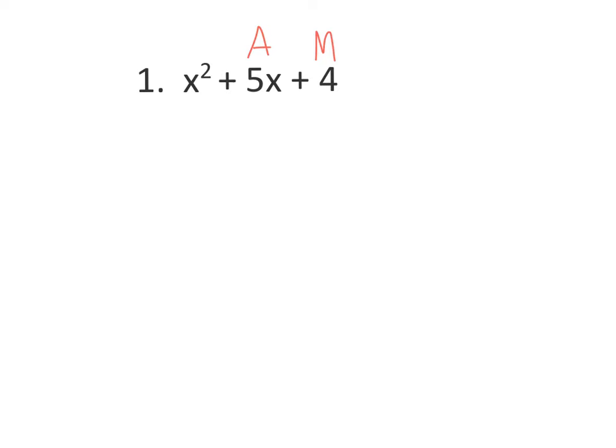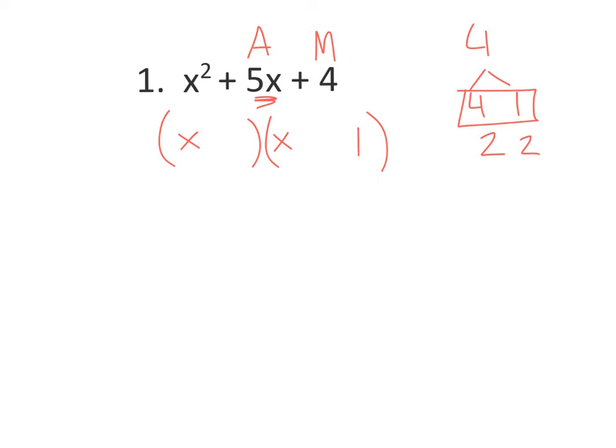So using AM, I'm going to break this up into two pieces, x and x, and I'm going to ask myself, what are my factors of 4? Well, it's 4 and 1, and 2 and 2. And which ones add to 5? That would be the 4 and the 1. So 1 times 4 is 4, and 1 plus 4 is 5. And what kind of 5 do I want? I want a positive 5. So I'm going to add plus plus. Okay?